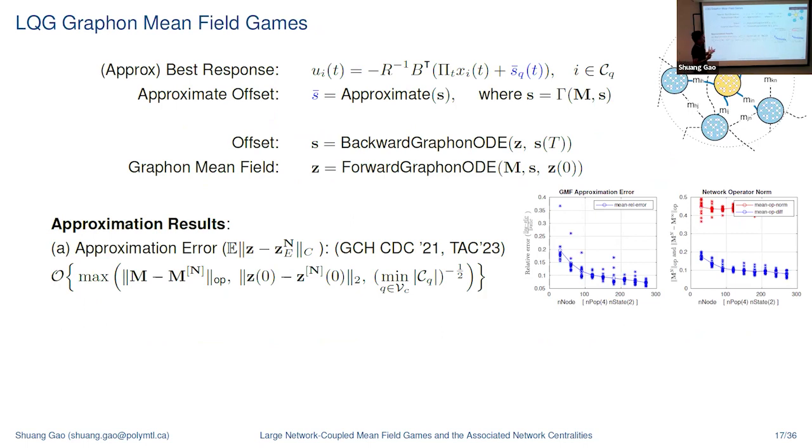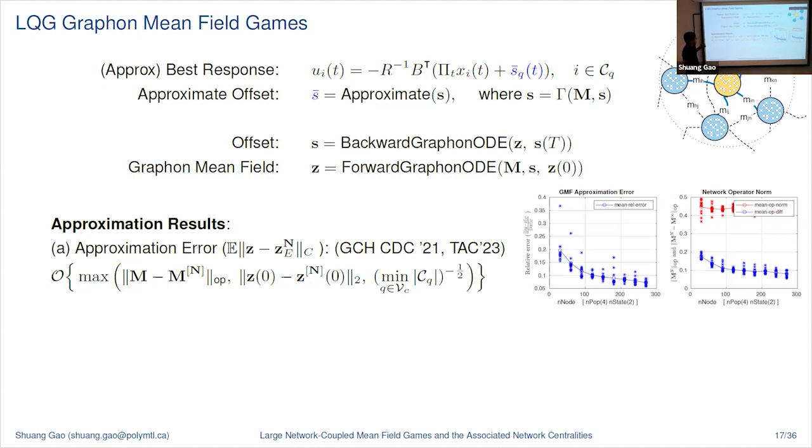Now, we already gave you an idea how to solve for an approximate solution for the offset using graphon approximation, where we construct the forward graphon ODE characterizing the graphon mean field evolution and the backward graphon ODE characterizing the offset process in the limit. And we use this as a fixed point map. This generates the offset process in the limit. And this can be used as an approximation where you put in your equation that you initially look for the best response. So this will be an approximate best response for the finite agent and finite node case.